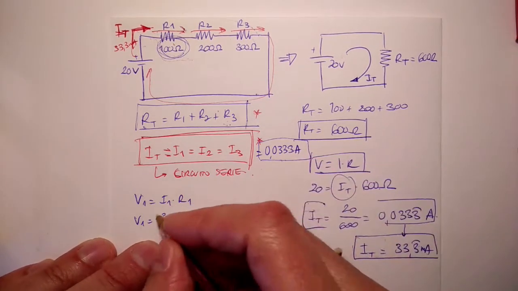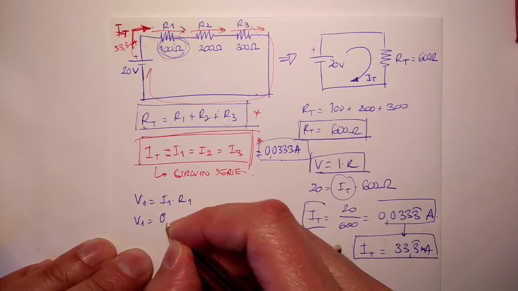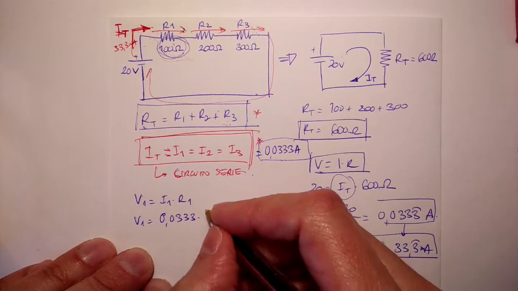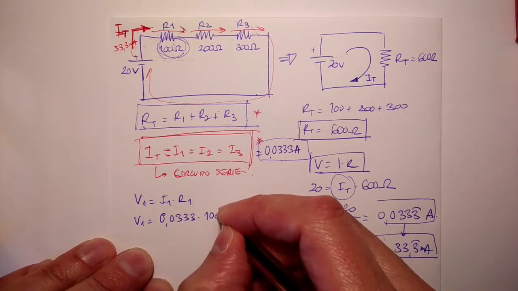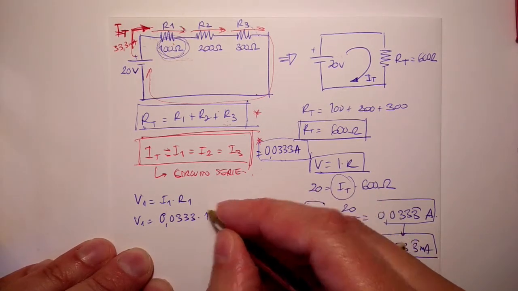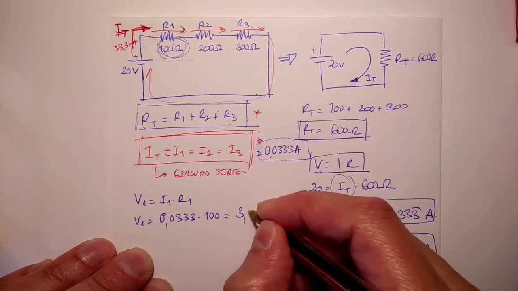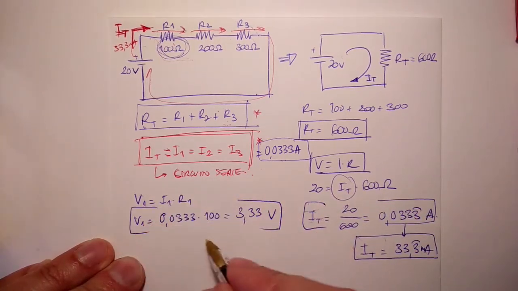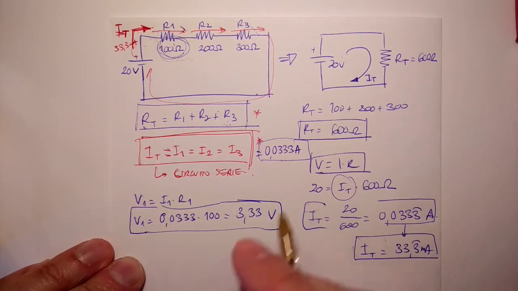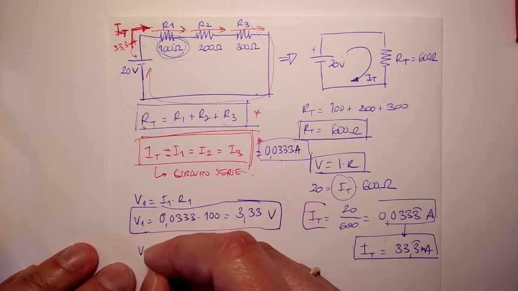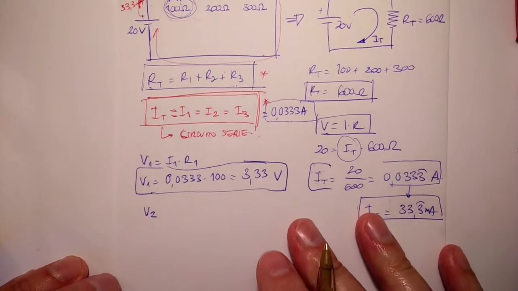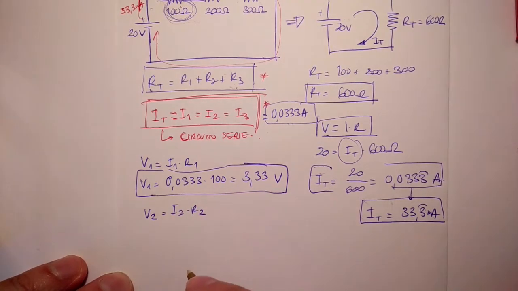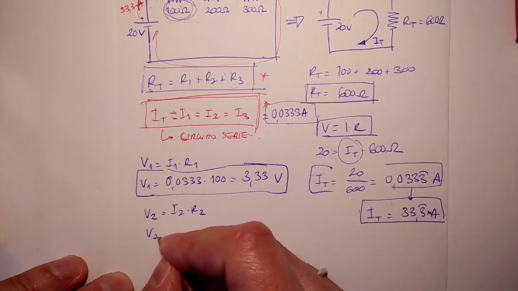We know that the current I that passes through it is 0.0333 amperes. So to calculate the voltage V1, I will apply Ohm's law. V1 equals I multiplied by R1. So I know that I1 is 0.0333 amperes, and we will multiply it by the value of R1, which is 100. And we get 3.33 volts. So I have calculated the value of voltage V1. It's the same for voltages V2 and V3.